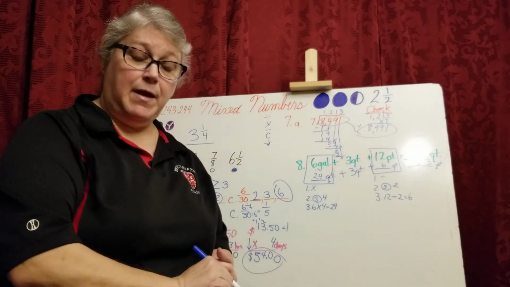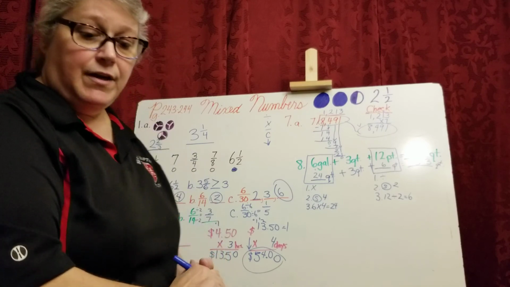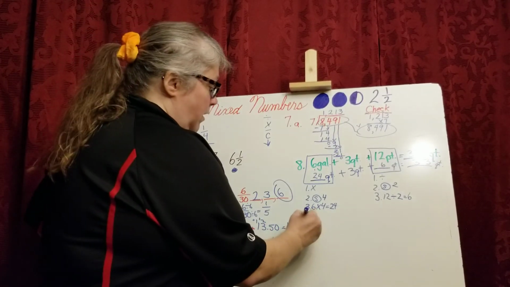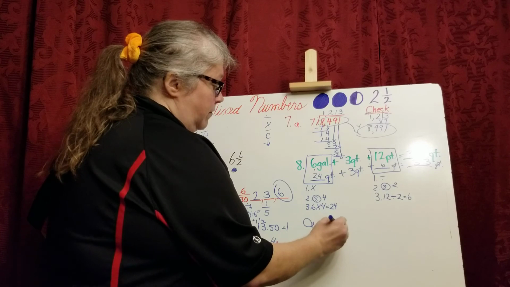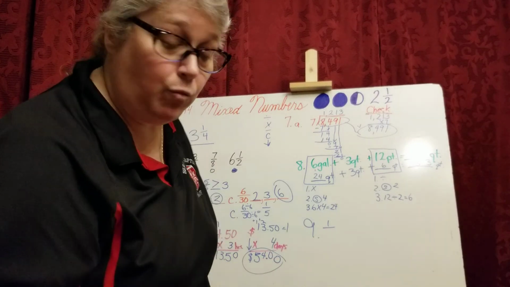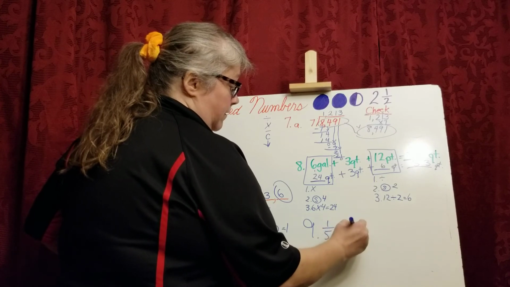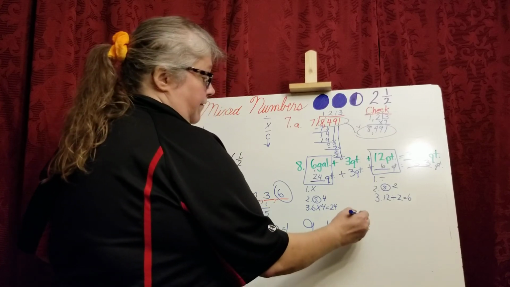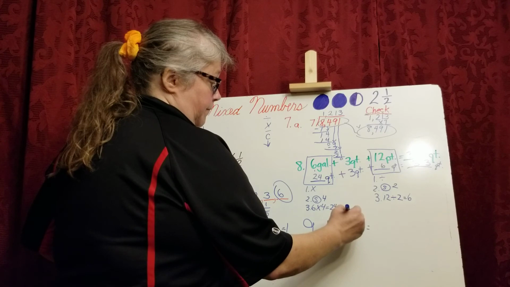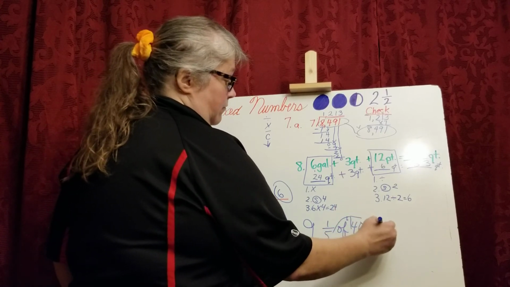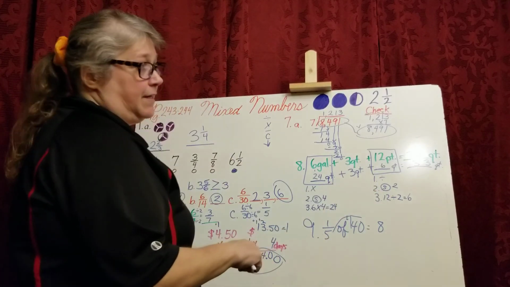Now the rest of this page, just 1 on 9, I'll just go ahead and do 1 just to help you remember what we're supposed to do. When we have a fraction, 1/5 of 40 just means we're going to divide 40 by 5. 40 divided by 5 equals 8. Do the rest of them the same way.